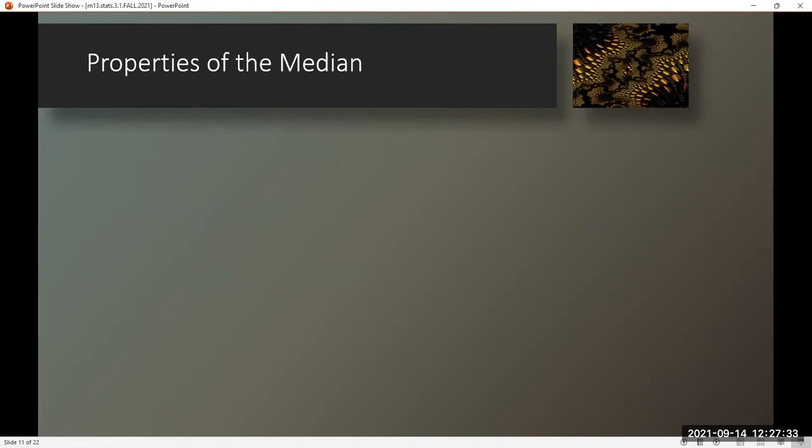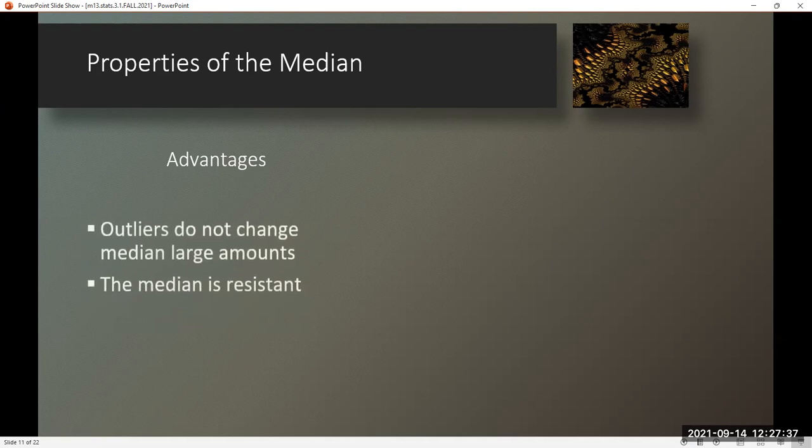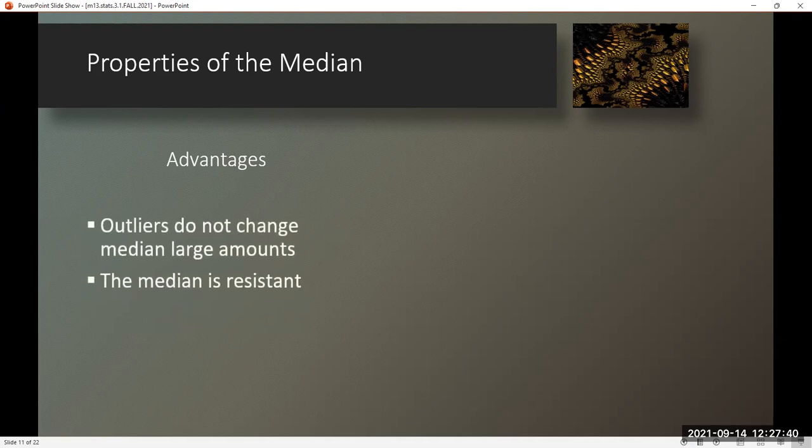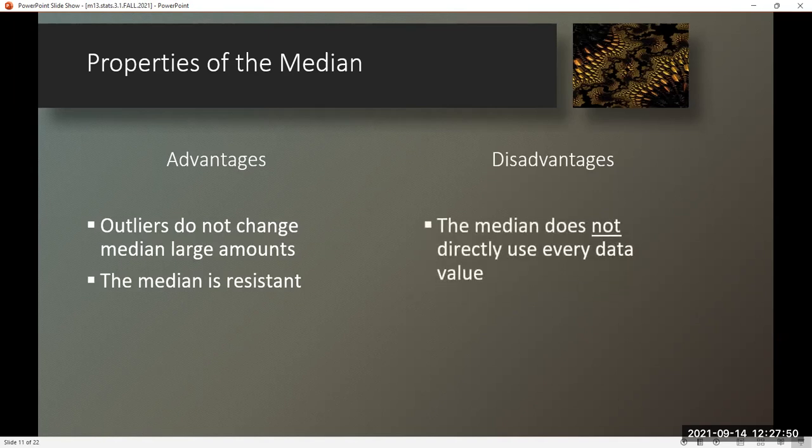Properties of the median. The advantages. Outliers do not change the median by large amounts. Therefore, the median is resistant. There are disadvantages. The median does not directly use every data value. We really only use the middle number after we've arranged them in order.